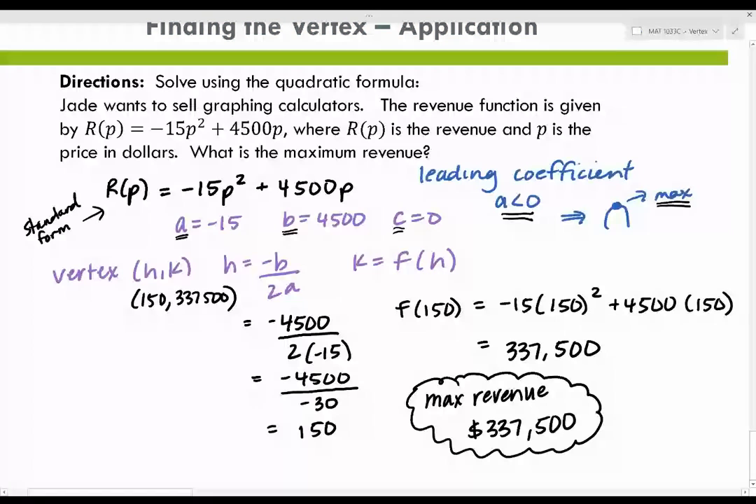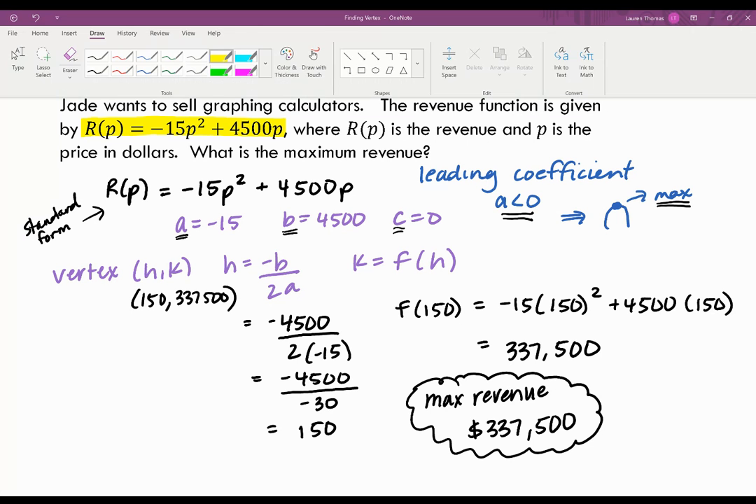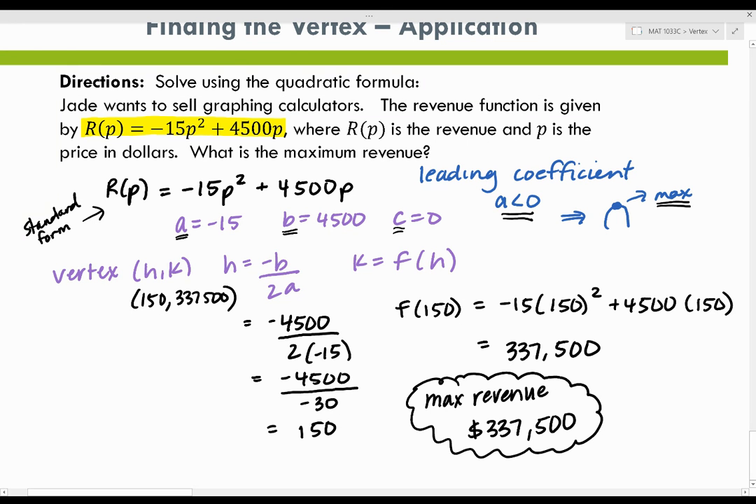Well, let's take a look at our function. So our function is R of P equals negative 15P squared plus 4,500P. And the two variables that are in that function are P and R. P is the input variable, and R is what comes out. So any coordinate that comes out of this function is a combination of a price and the matching revenue. So when they're asking for the maximum revenue, they're not asking for both the 150 and the 337,500. They're just asking for the second number that we got because they're only interested in the revenue.